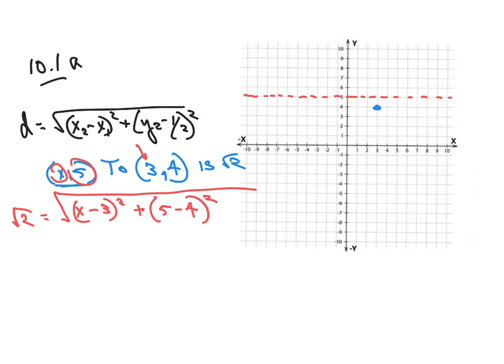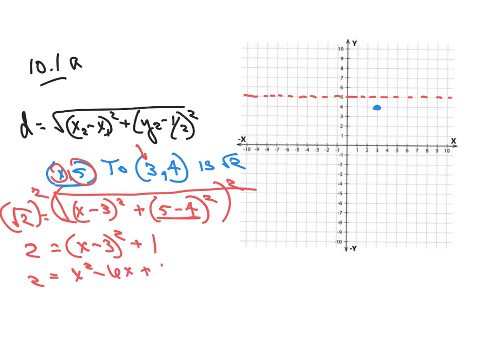All right, so given that bit of information, it shouldn't be too terribly difficult to find because we have a square root on both sides, so we're going to square both sides. So when we square both sides, we're going to get x minus 3 squared, because all we did was take off the square root sign. 5 minus 4 is 1. 1 times 1 is 1. So we end up with that. Okay, so let's go ahead and do the FOIL method on our x minus 3. And we get x squared minus 6x plus 9 plus this 1 right there.